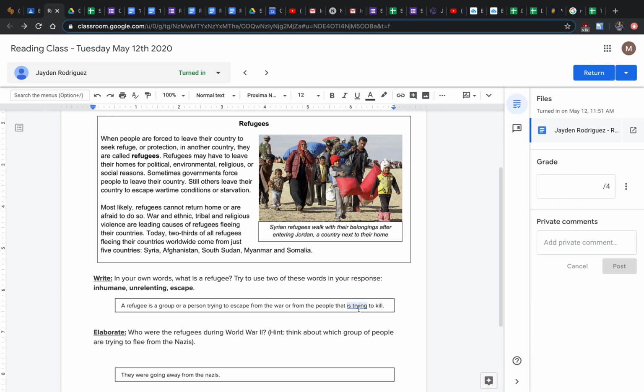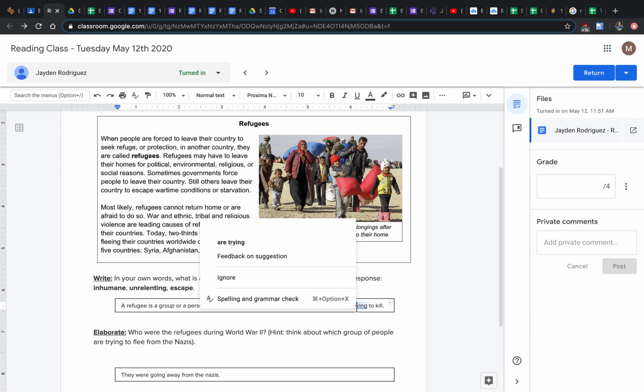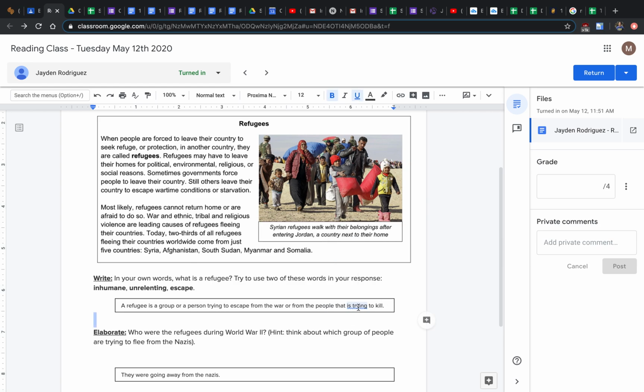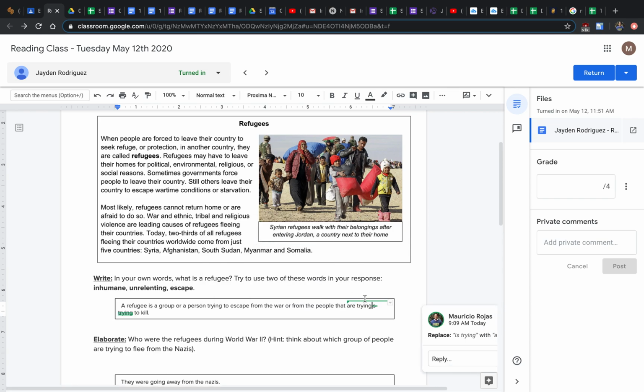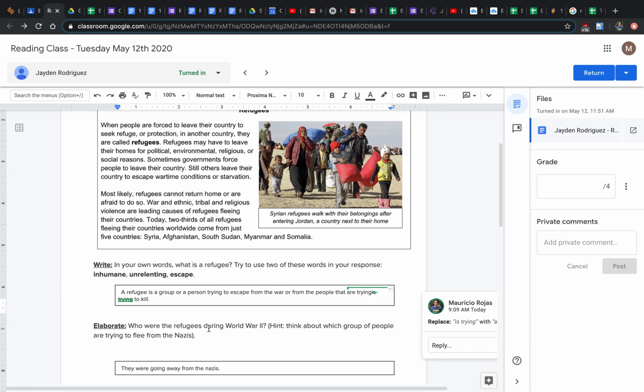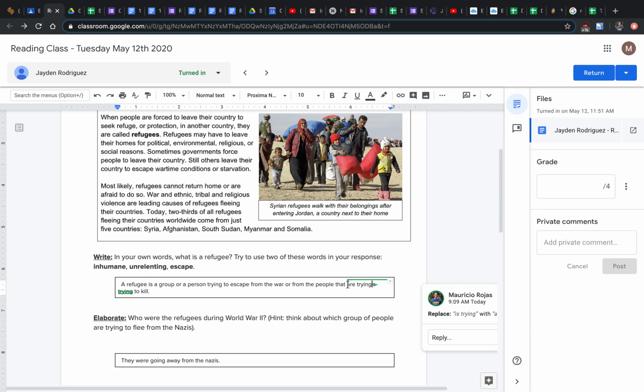This squiggly line underneath a word or a group of words means that there is a mistake there. So I'm going to go on the right side of my mouse pad and click on it and see what it says. So it says are trying. So that means I need to change is trying to are trying. So I'll right click again, click on that. Now I've made the edit. Are trying instead of is trying. And Google Classroom does it automatically. It will fill in the correct way and then it'll cross out what you had typed before so you can see what your mistake was.